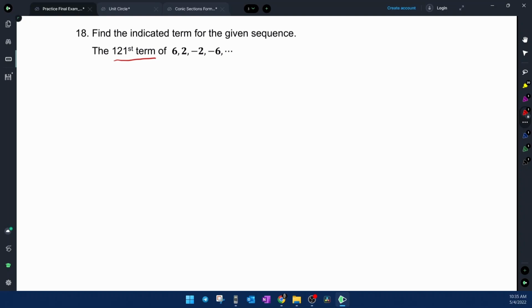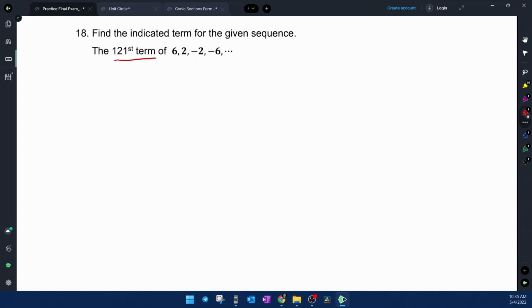So what I'm going to look for first is a common difference. What would I have to do to get from 6 to 2? Well, that's easy. I would just minus 4. But does that work again? If I take 2 minus 4, do I get negative 2? And if I do negative 2 minus 4, do I get negative 6? And the answer is yes. So that indicates that there is a common difference, which indicates that this is arithmetic.